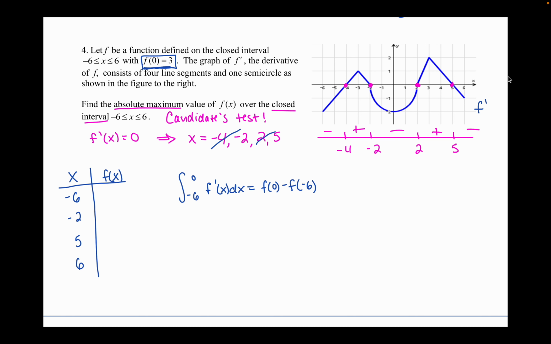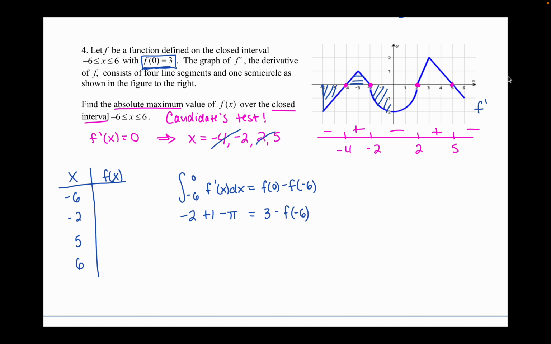Okay, so take a moment to figure out what that integral would equal. So we need to find the area from -6 to 0. Pause the video and take a moment to figure that out. First triangle has an area of 2, so it would be -2. Second triangle has an area of 1. And then that quarter circle has an area of pi, so it would be minus pi. F of 0 is 3.